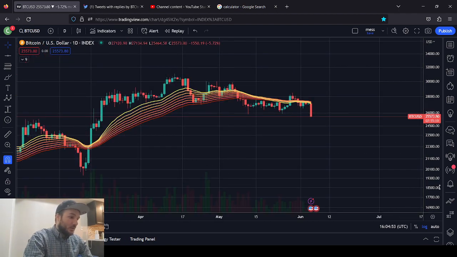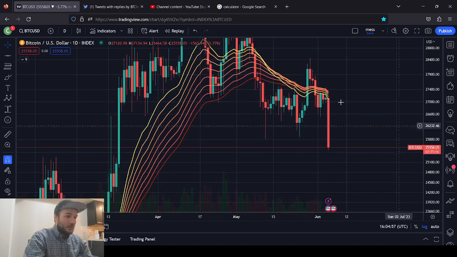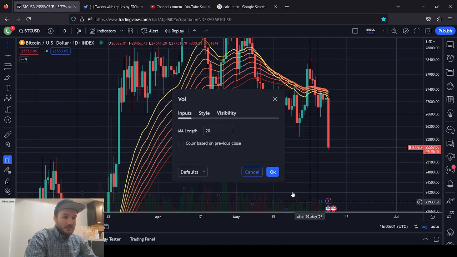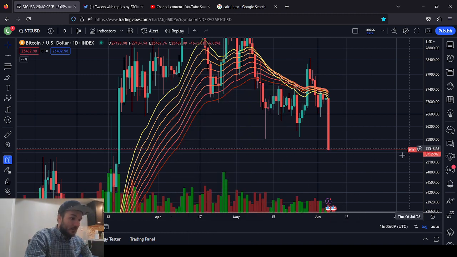On a daily scale, bad, very bad. We have a nice rejection off of this ribbon, a little fake out to the top side here. There's not a lot of volume coming in, I don't think. Let me see if we can see it. Yeah, not a lot, but man, we keep dropping.